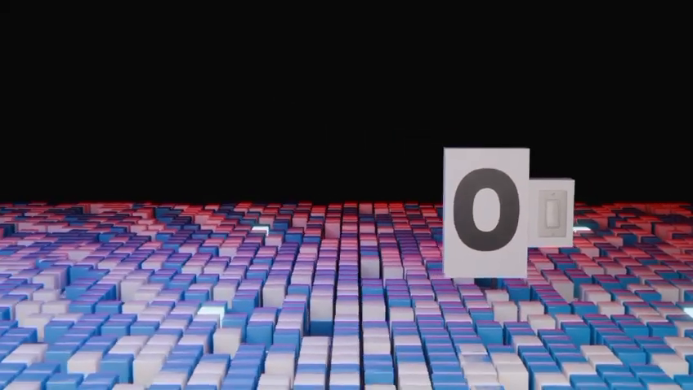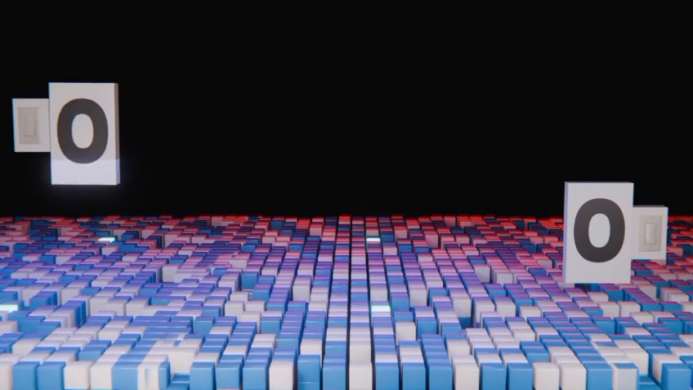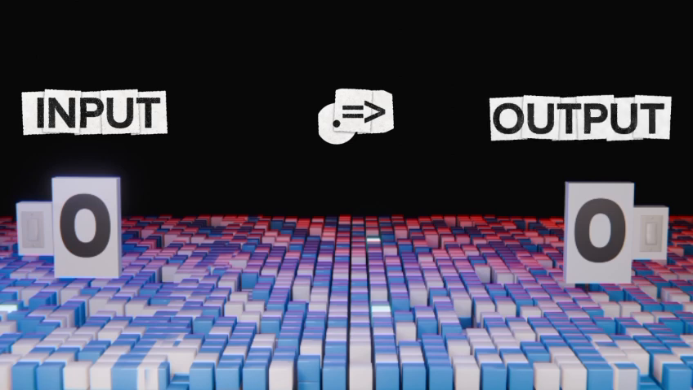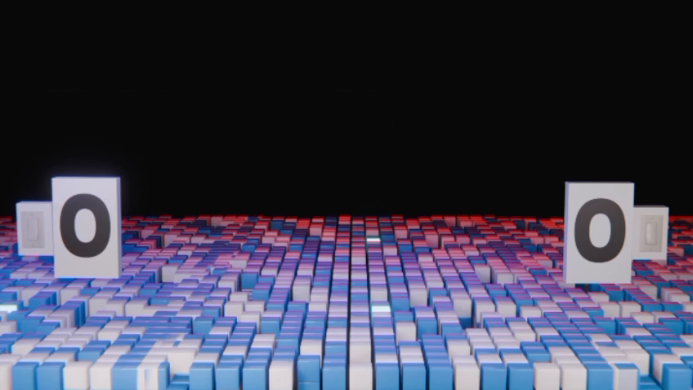However, a computer doesn't just store information. It also processes input to produce output. And this is where logic gates come into play. Logic gates are the fundamental building blocks of circuits in a computer. They process or transform inputs into outputs based on a specific set of logical rules.